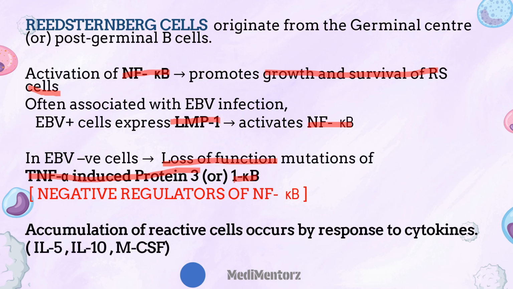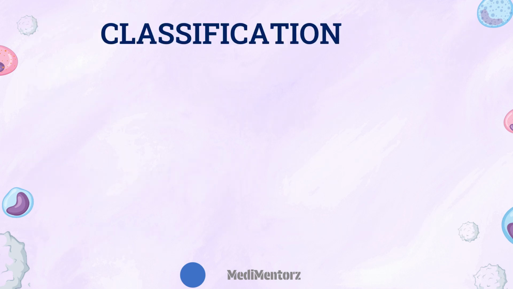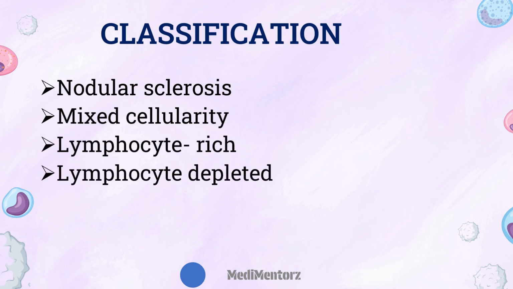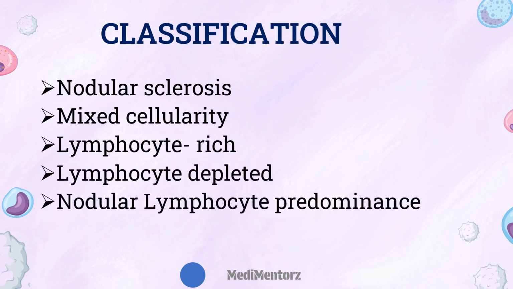Morphologically, Hodgkin's lymphoma is classified into 5 types: nodular sclerosis, mixed cellularity, lymphocyte rich, lymphocyte depleted, and nodular lymphocyte predominance. Out of these 5, the first 4 are considered classical forms of Hodgkin's lymphoma, whereas the last type, nodular lymphocyte predominance, is the non-classical form of Hodgkin's lymphoma. Now let's move on to the morphology of Hodgkin's lymphoma.